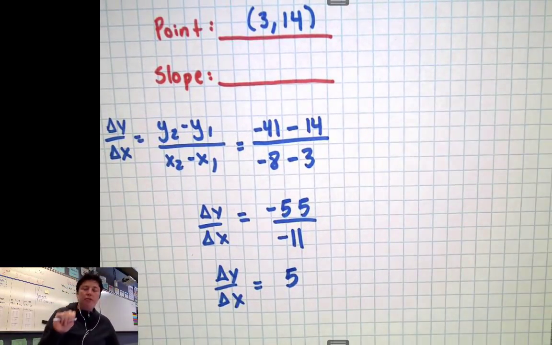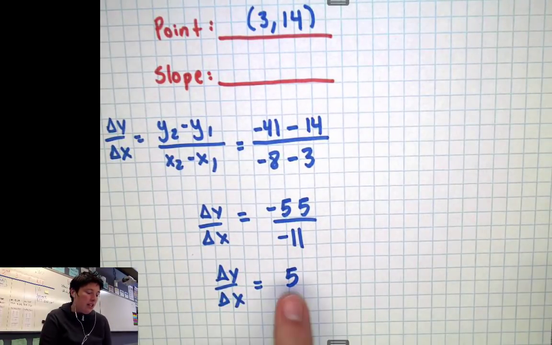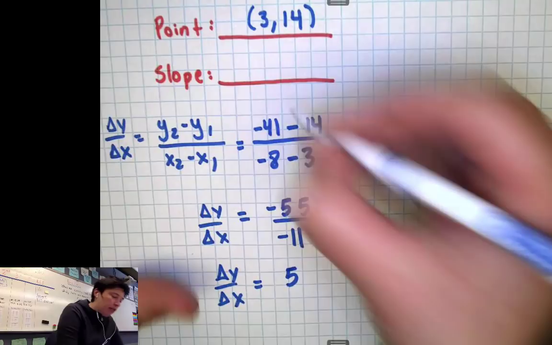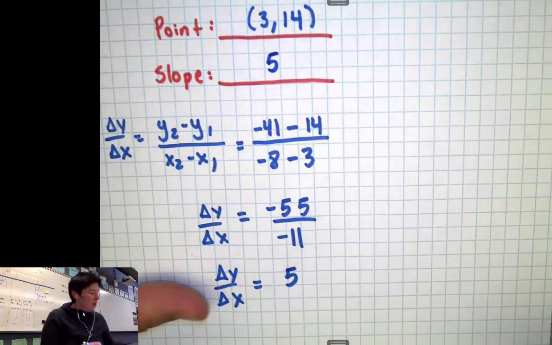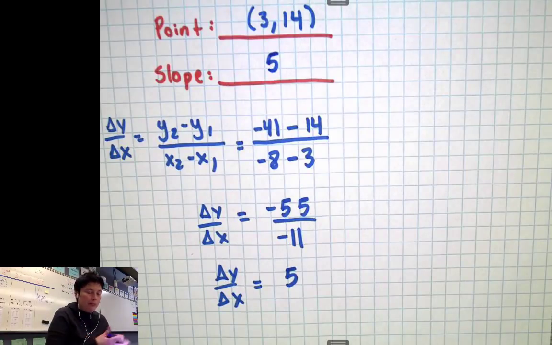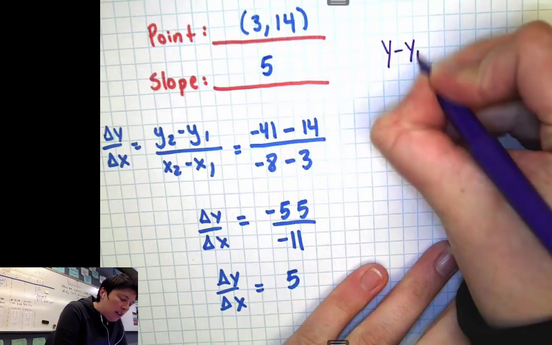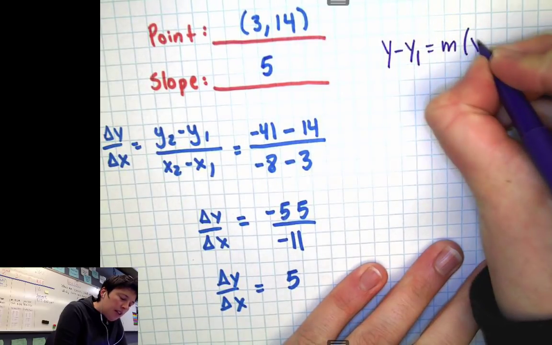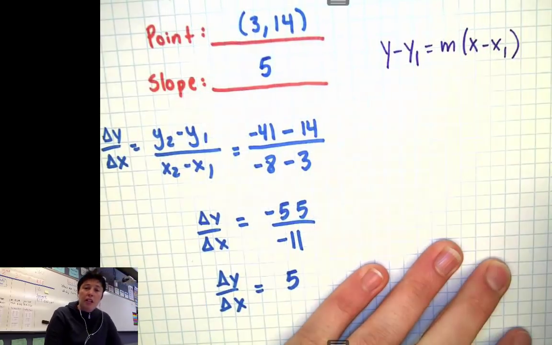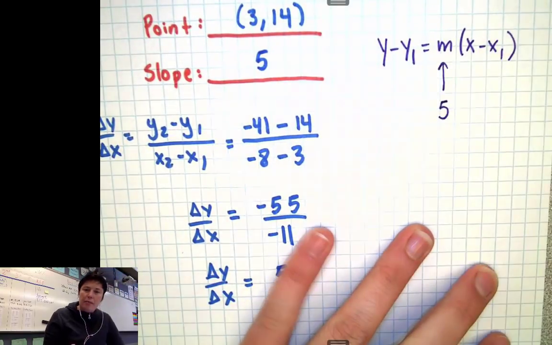Okay, so we've got our slope. Our delta y over delta x is equal to 5. So now I can write up here, this is 5. So let's go and do what we were supposed to be doing, which is writing the point-slope form. So point-slope form looks like this. y minus y1 equals m times x minus x1. Well, we figured out m. It's 5. That's our slope.